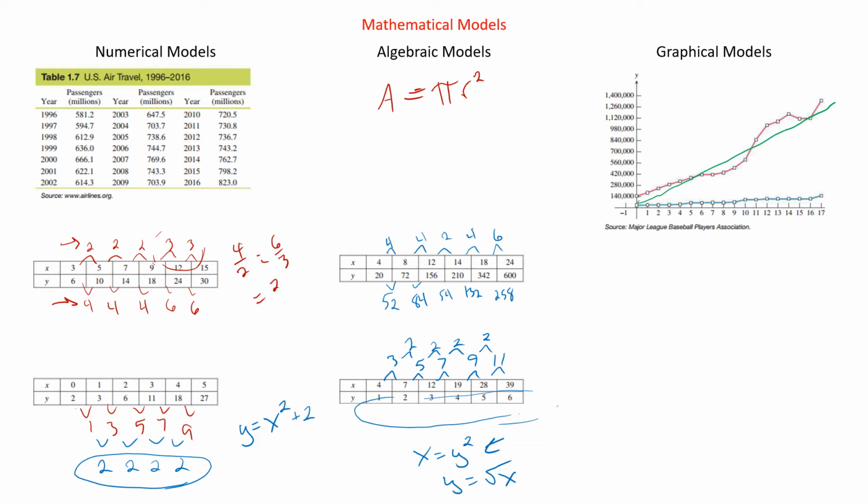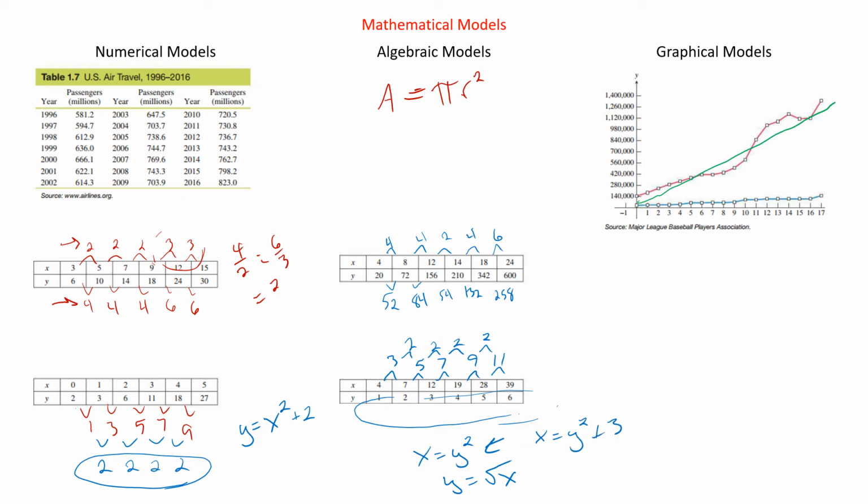So like 1 squared is 1, plus 3 is 4. 2 squared is 4, plus 3 is 7. 3 squared is 9, plus 3 is 12. So we'd end up with x equals y squared plus 3.